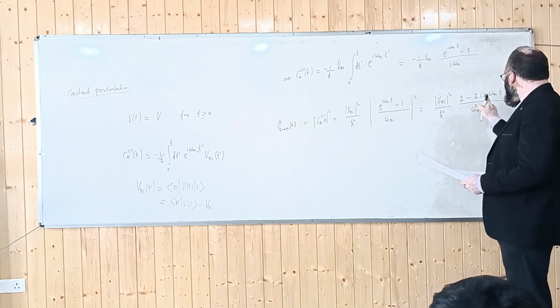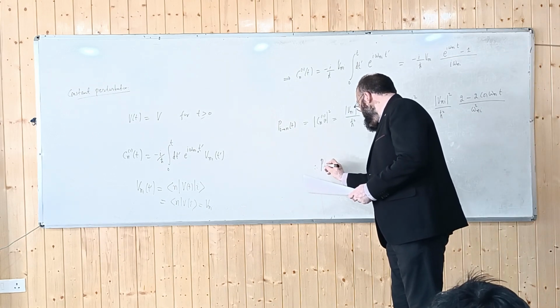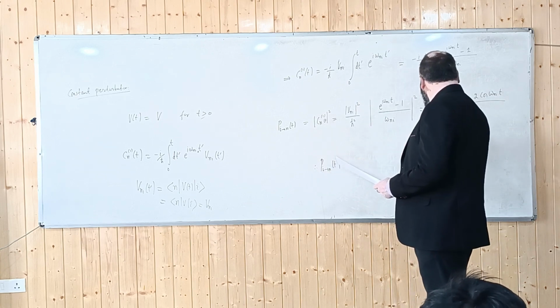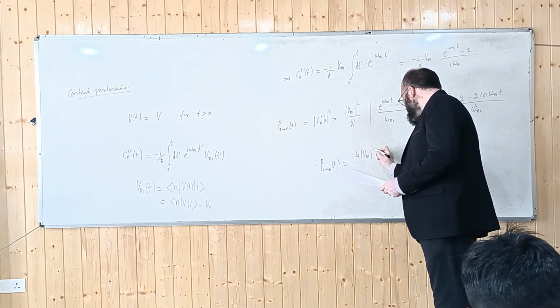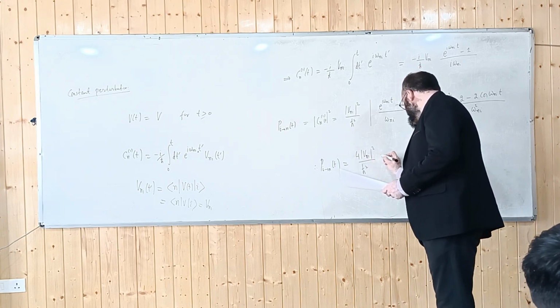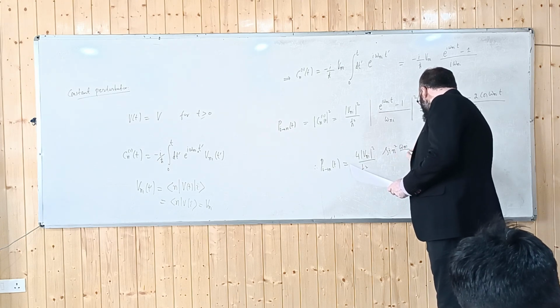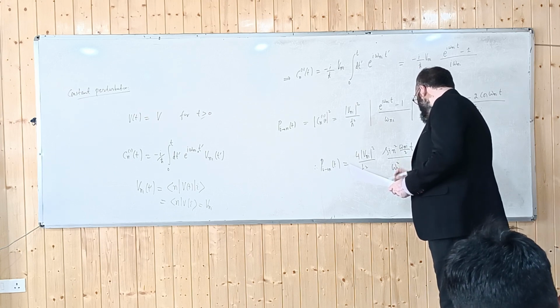Okay, so this is 1 minus cos, and that is sine squared. Therefore I am having this P i to n of t equal to 4 times mod V_ni squared divided by h cross squared, times sine squared of omega_ni t by 2 divided by omega_ni squared.